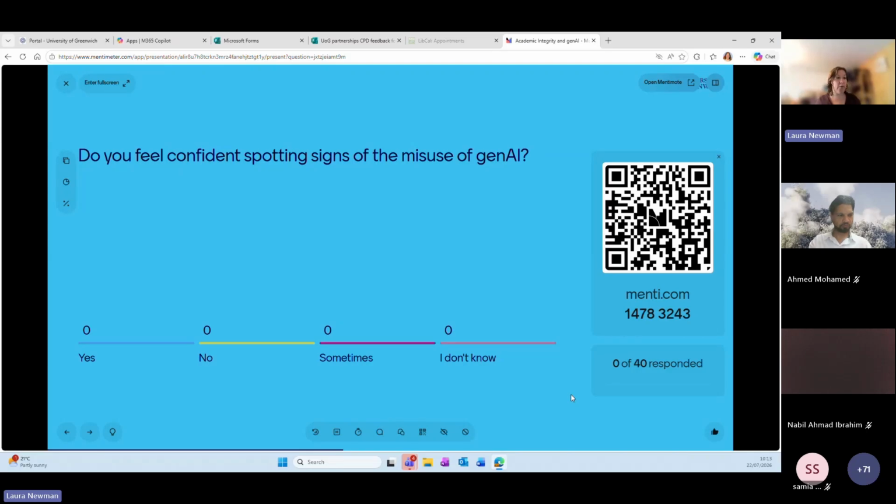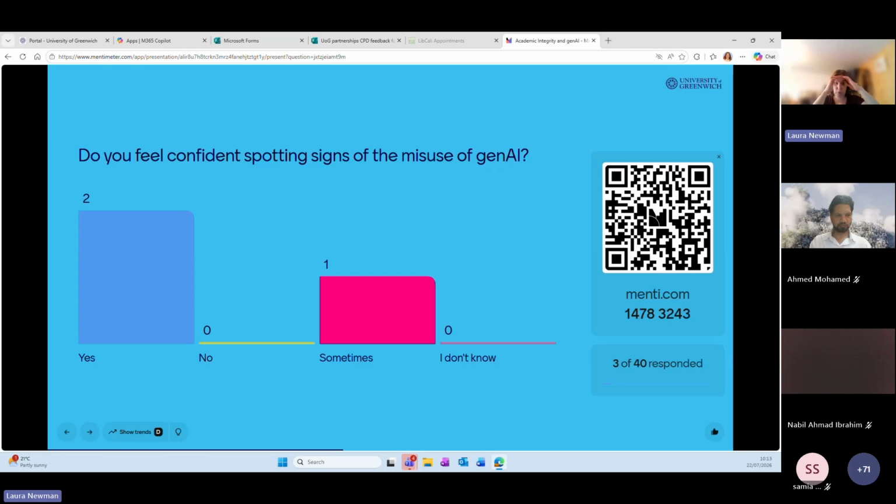So if you're still on the Menti, I'm just going to start this little section off with a little question. So, do you feel confident in spotting this? So obviously, Samia, you have said that you did have that student where you did spot it and you were certain that that was Gen AI, which is great.